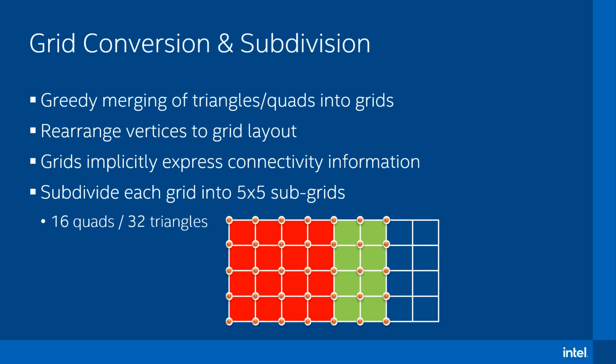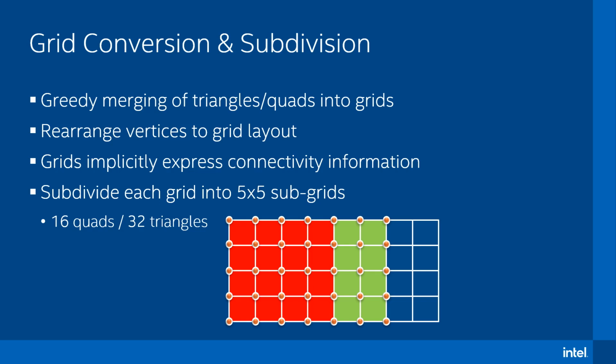The grid conversion relies on a simple greedy algorithm, which tries to merge as many triangles or quads into a single grid as possible. Once the merging process is done, we rearrange the original vertices according to the new grid layout. The big advantage of grids is that all connectivity information is implicitly expressed, so no connectivity data needs to be stored. In the next step, each grid is then subdivided into smaller, fixed-sized subgrids.